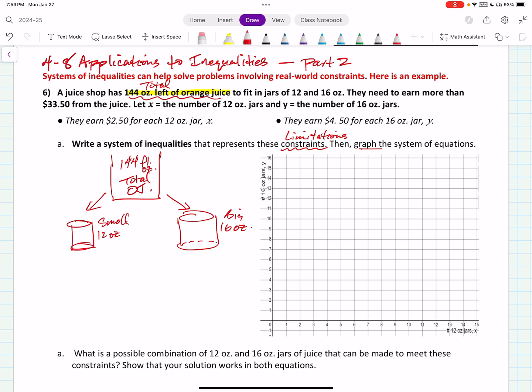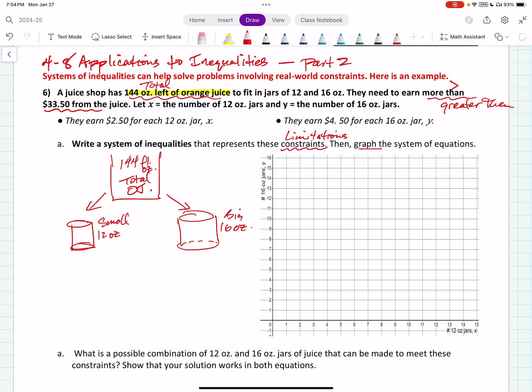And so what we're going to do is fill these jars up and sell them and make some money. They need to earn more than. Look at these keywords: more than, greater than. That symbol is greater than, as you hopefully know. More than $33.50 from the juice sales.